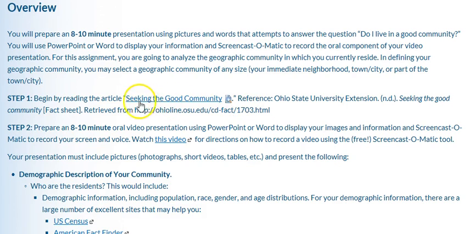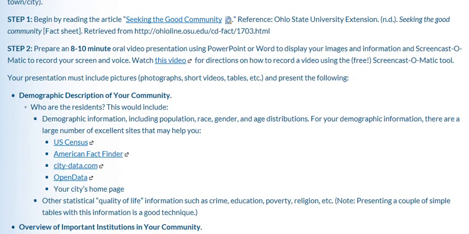You want to start by reading the article Seeking the Good Community, because this has the information that you need to complete this assignment. Again, you're going to do an 8 to 10 minute video presentation. This gives you a video on how to record using Screencast-O-Matic, but your information has to include the following.